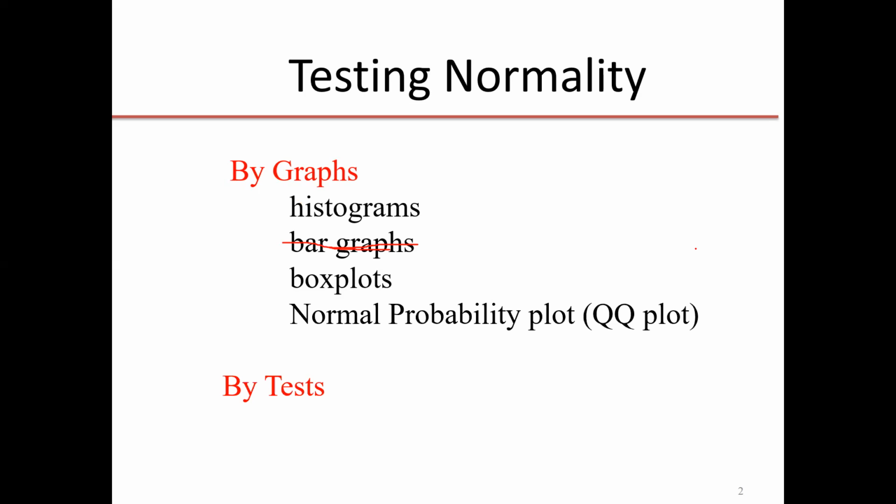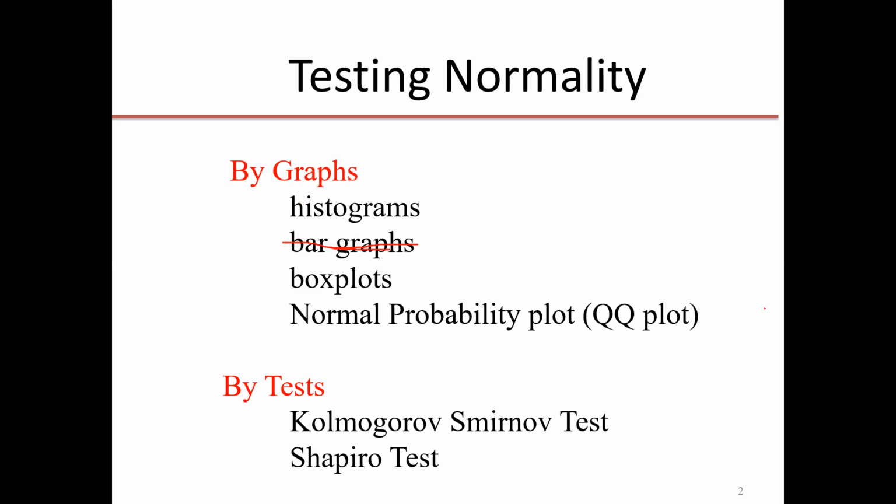by test. Two different tests are involved. One of them is called Kolmogorov-Smirnov test of normality, and the second test is known as Shapiro test for normality. So in this presentation, we will cover the topic of normality.